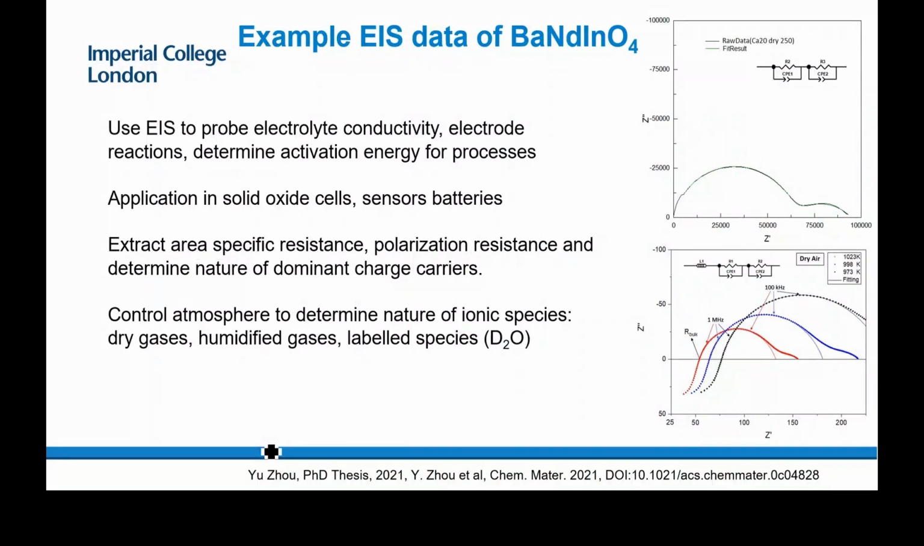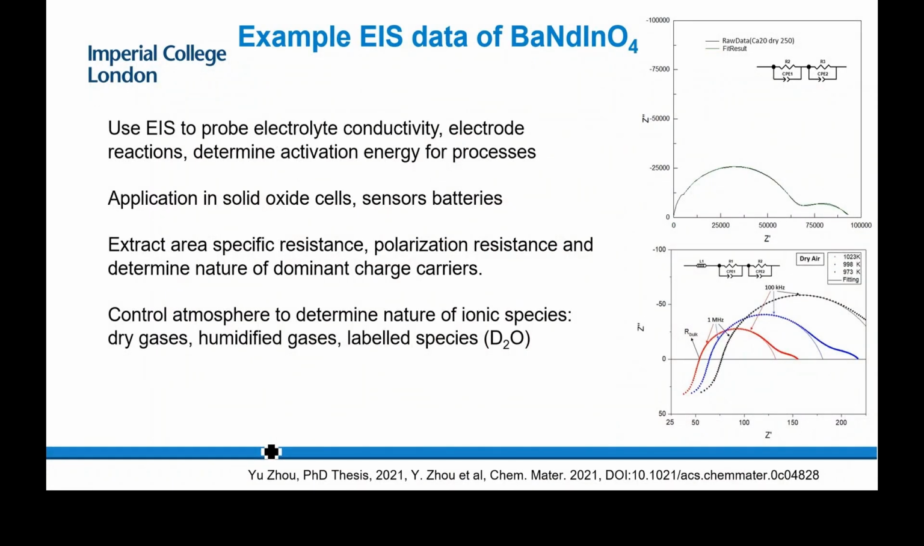So if you use combinations of dry gas, humidified gas, and labeled species such as D2O, we can start to extract that information. We can see here a couple of examples. This is a fit to a dry data set. This is the barium neodymium indate substituted with some calcium. And we have two arcs here. We're starting at zero at the intercept, so we know this is our bulk process, and therefore this is probably our grain boundary.